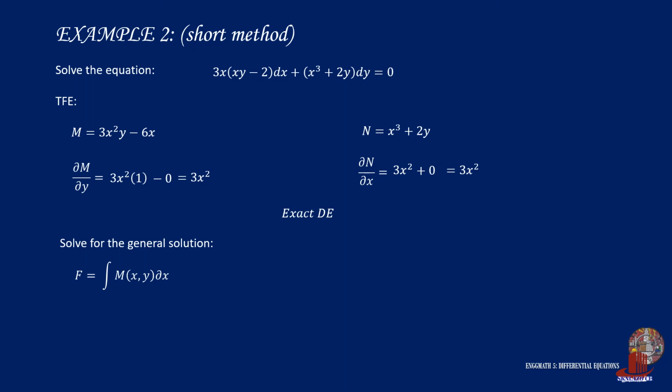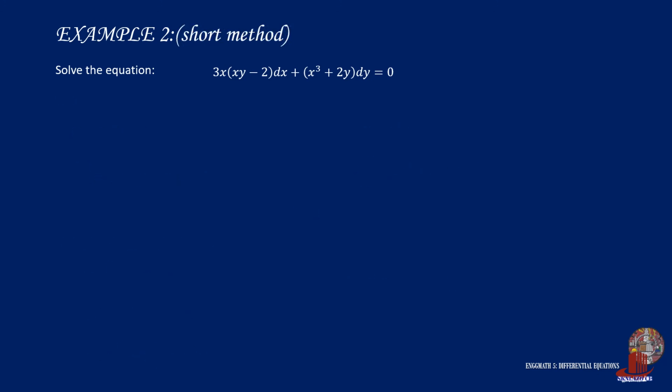F is the integral of function m, or that is 3x squared y minus 6x, with the derivative of x. 3x squared y from the first term will have 3y considered as constant, and the integral of x squared is x cubed all over 3. The next term, negative 6x, will be integrated as negative 6 times x squared all upon 2. And by simplifying the solution, we get f of m as x cubed y minus 3x squared plus c1 in terms of y. Now solve for the f from n, and that is the quantity of x cubed plus 2y with the derivative of y.